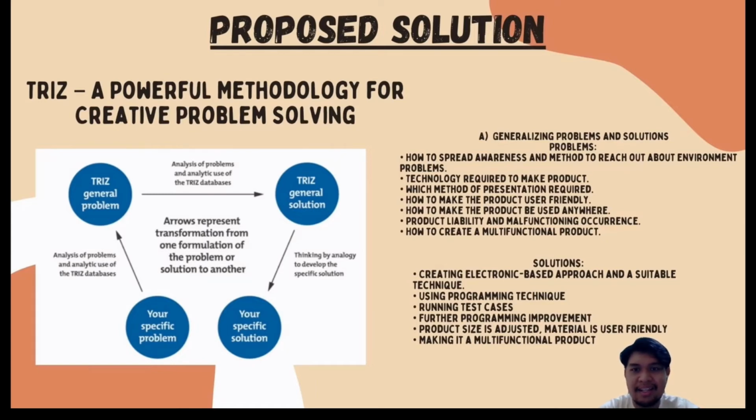So the right side is the problems and the solutions. Here we have the problems: how to spread awareness and the method to reach out about environmental problems, the technology required to make the product, which method of presentation is required, how to make the product user friendly, how to make the product usable anywhere, product liability and malfunctioning occurrence, and how to create a multifunctional product. And then for the solutions to the problems: creating an electronic-based approach and a suitable technique, using programming techniques, running test cases, further programming improvement, and adjusting the product size so that the material is user friendly, making it a multifunctional product.